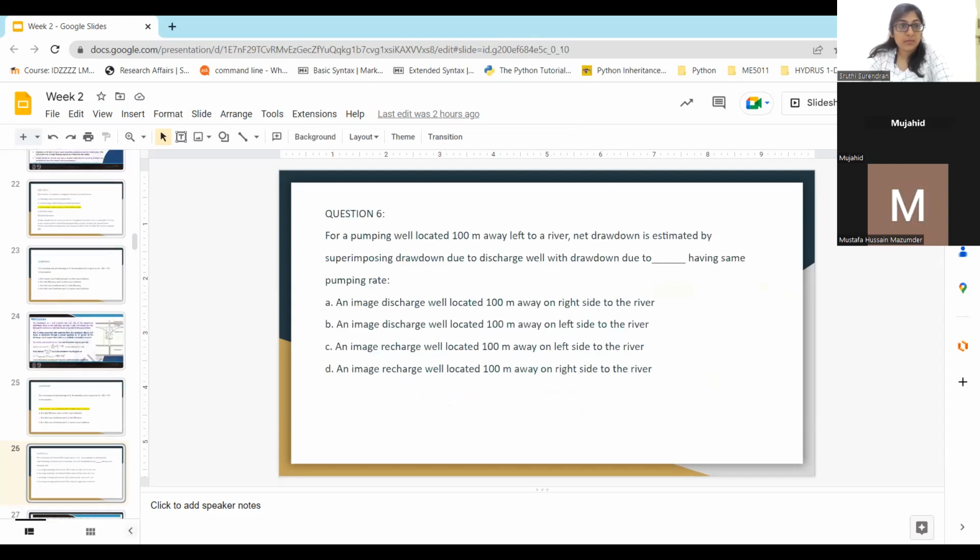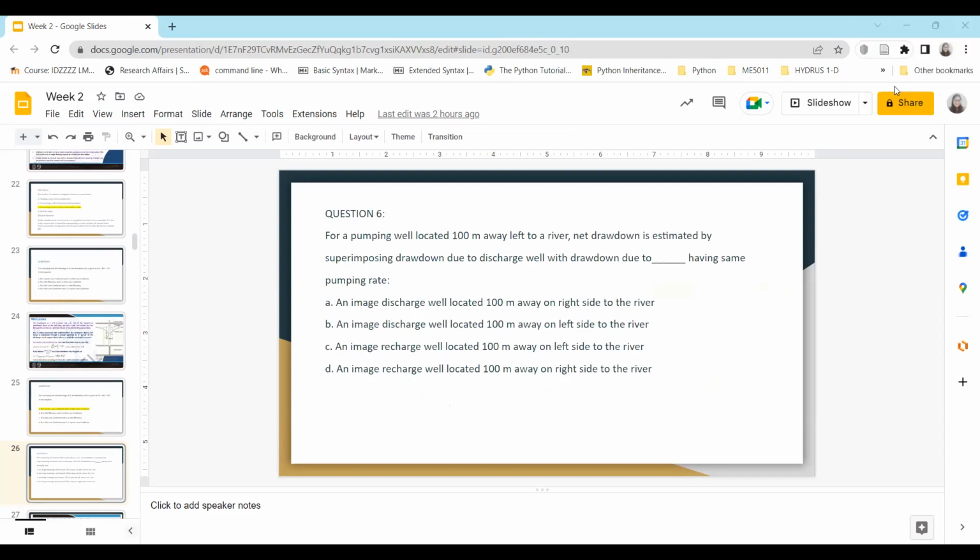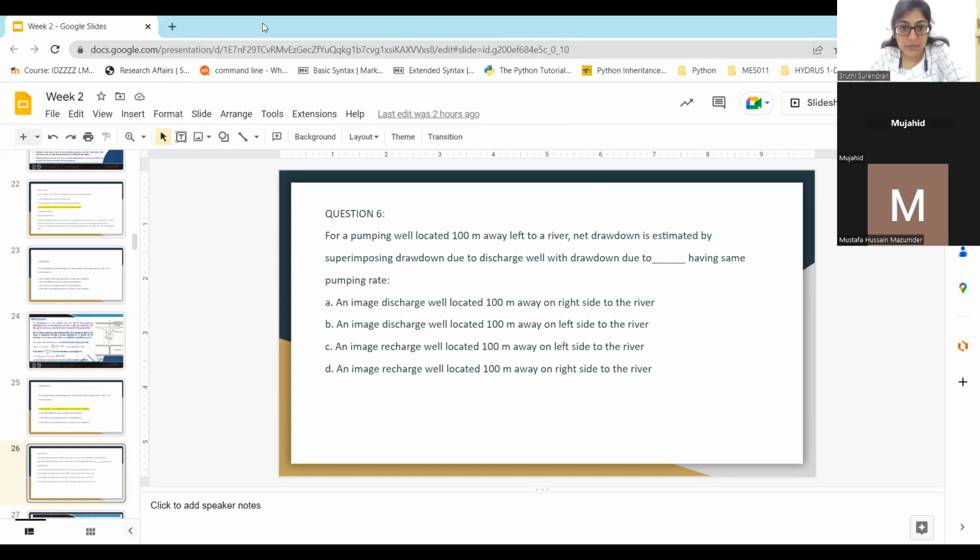This is the sixth question. For a pumping well located 100 meters away, left to a river, net drawdown is estimated by superimposing drawdown due to a discharge well with drawdown due to a recharge well having same pumping rate. So the answer is an image recharge well located 100 meters away on the right side to the river.